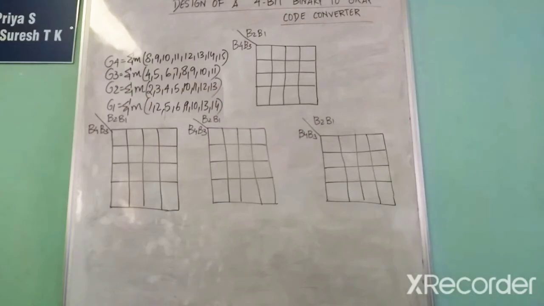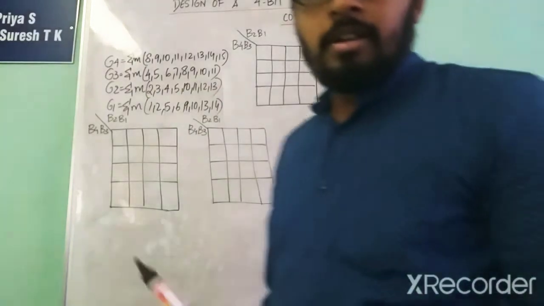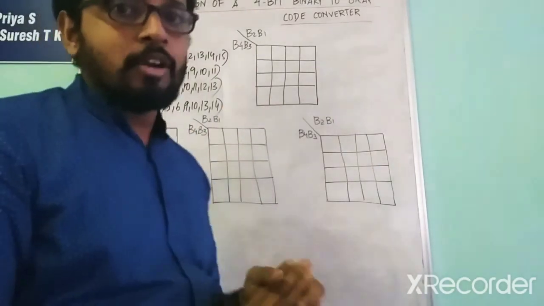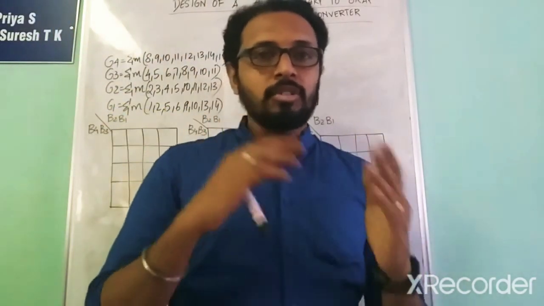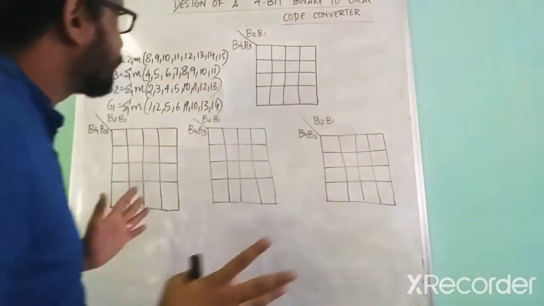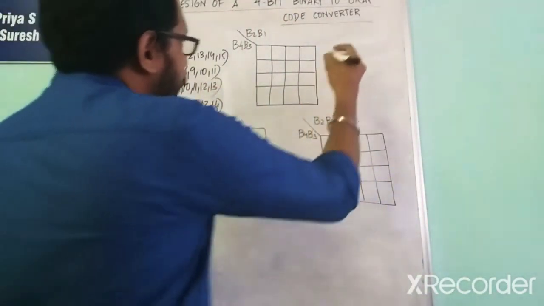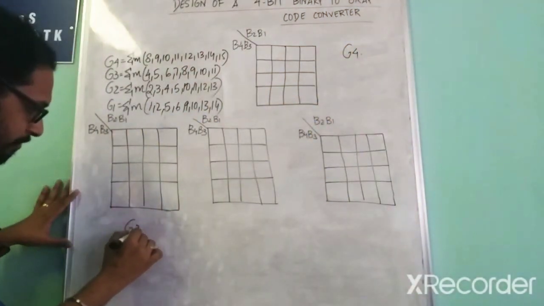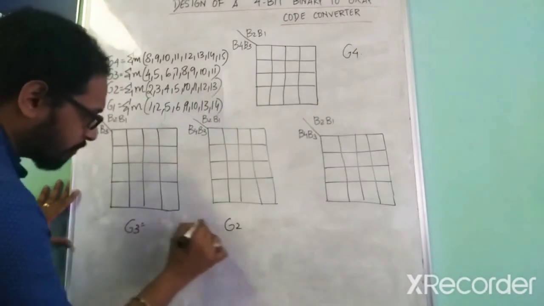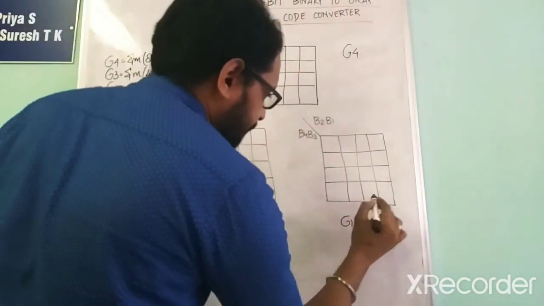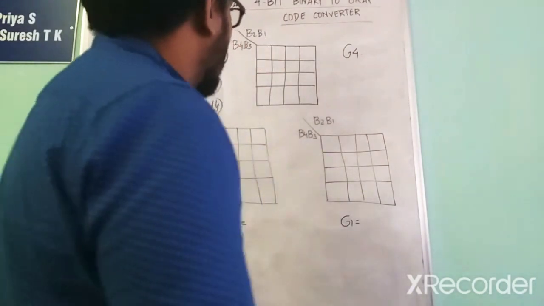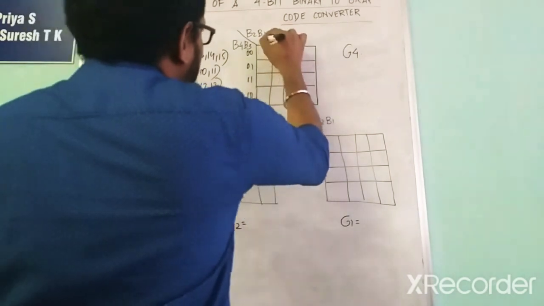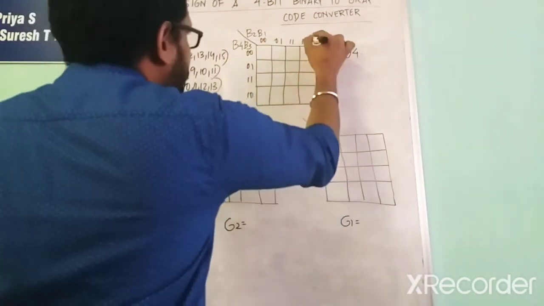Next is drawing the Carnot map. For this I have drawn 4 Carnot maps because we need to find the values of G4, G3, G2 and G1. This is for G4, this is for G3, this is G2 and this is G1. Okay, 0, 0, 0, 1, 1, 1, 1, 0, 0, 0, 0, 1, 1, 1, 1, 0.